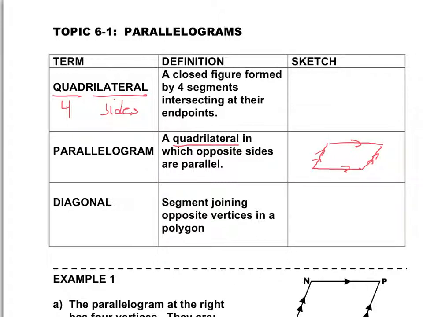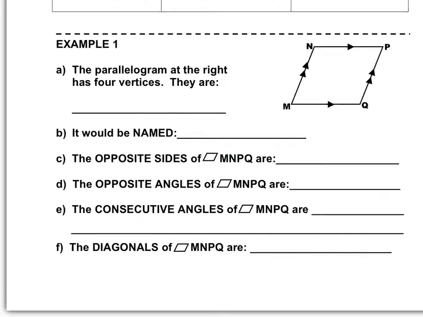Then we need to define this word diagonal, because we're going to be looking at the diagonals of these shapes. If I have a rectangle, or any parallelogram for that matter, a diagonal, I'm going to draw it in blue here, is the line that connects one corner to the other. The diagonals connect one corner to the opposite corner, or vertex to the opposite vertex. Let's see if we can apply that basic knowledge to example 1 right here.